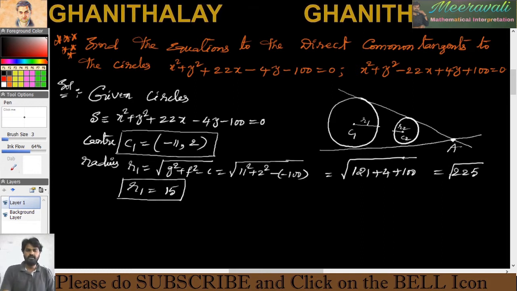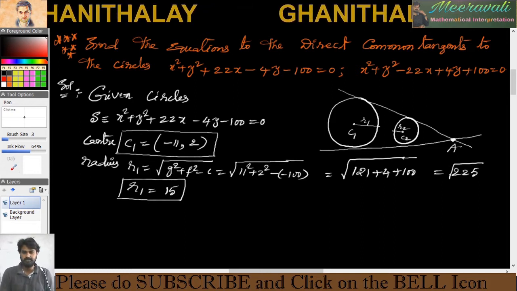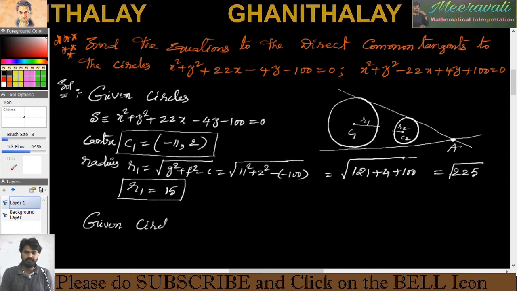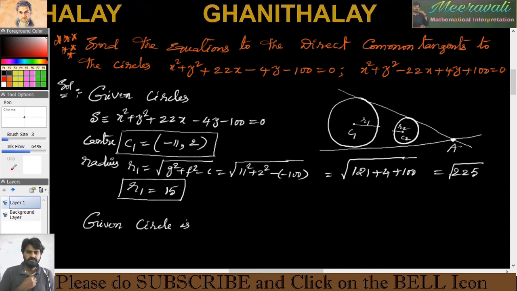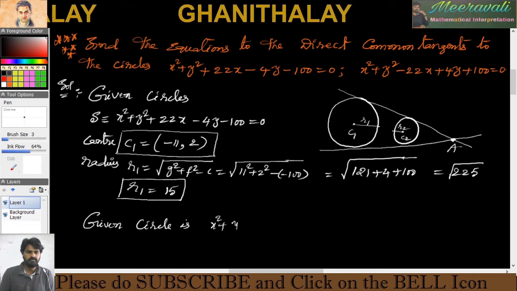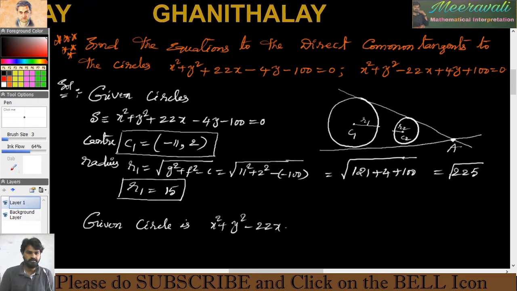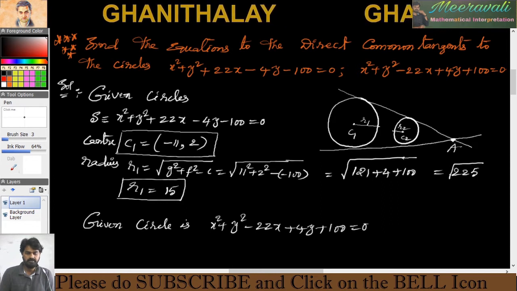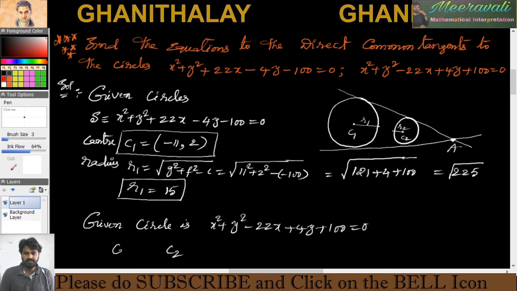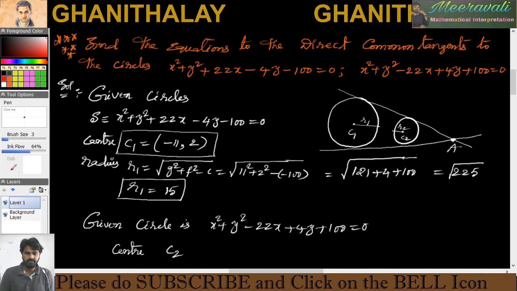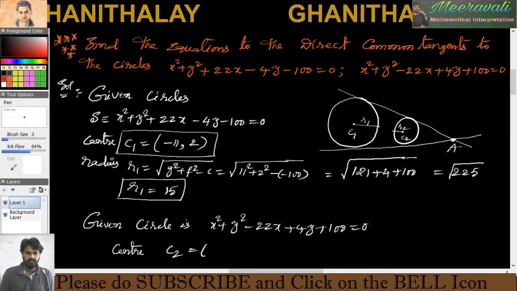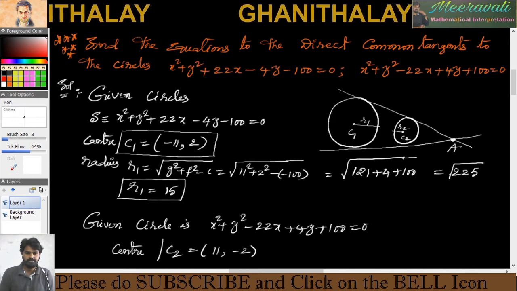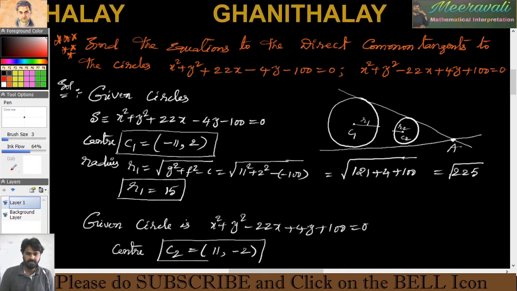Next you will have to take the second circle. Given circle, the other circle is x square plus y square minus 22x plus 4y plus 100 is equal to 0. So you have to find the center, which can be taken as C2. The center is half of the negative of the x coefficient, half of the negative of the y coefficient. So this is the center of the second circle.